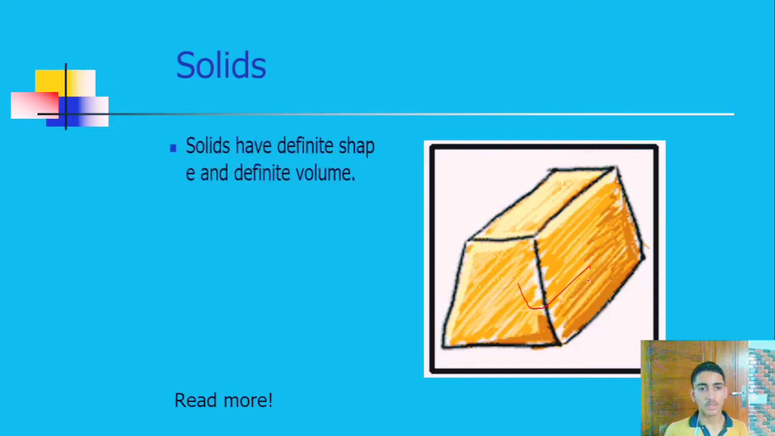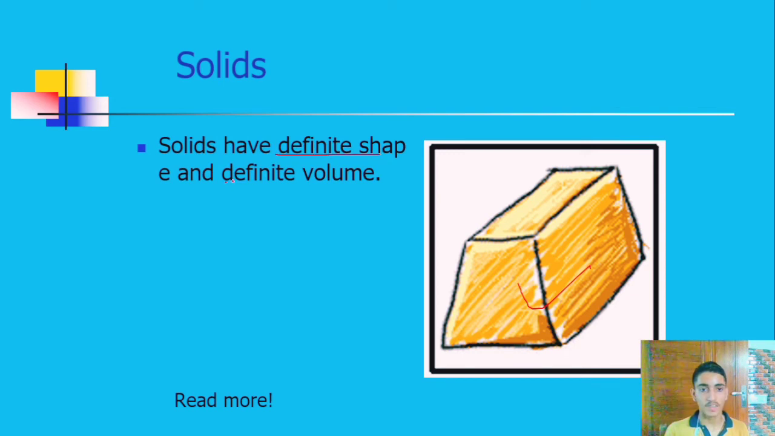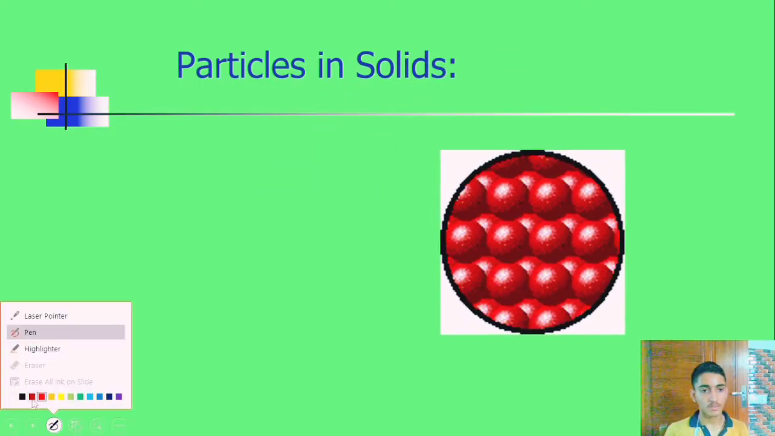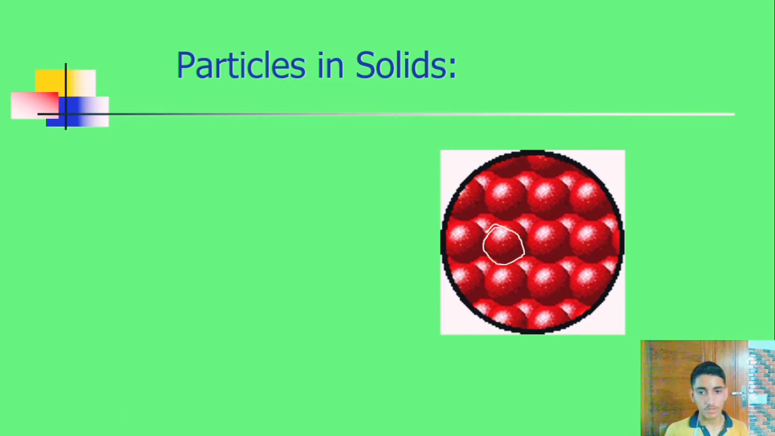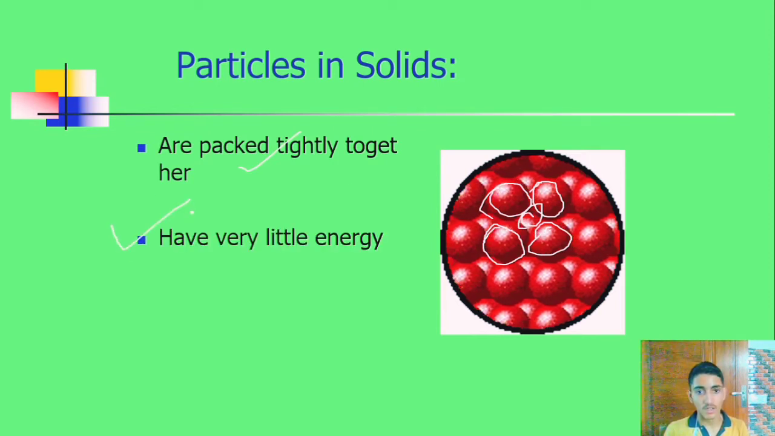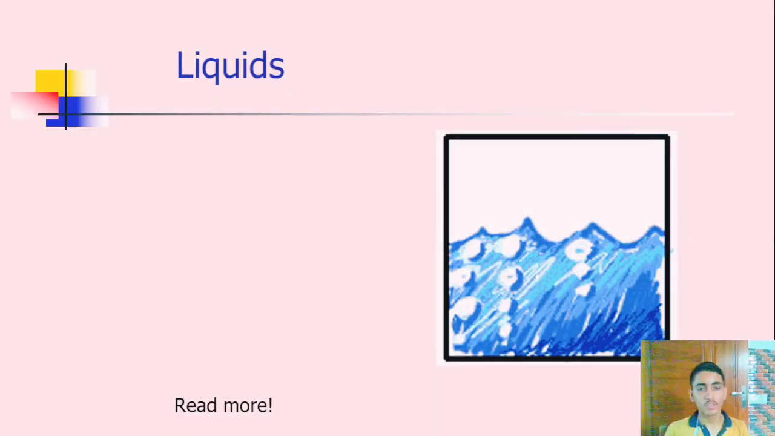If we talk about a solid, then a solid has a definite shape and definite volume. A solid has mass and takes up space. Can you see there is very little intermolecular space between the atoms? They are all combined so properly that it is very difficult to detach them. They are packed very tightly together, have very little energy, and vibrate in place. Can you see they are vibrating very little because they have very little energy? So this is about our solids.